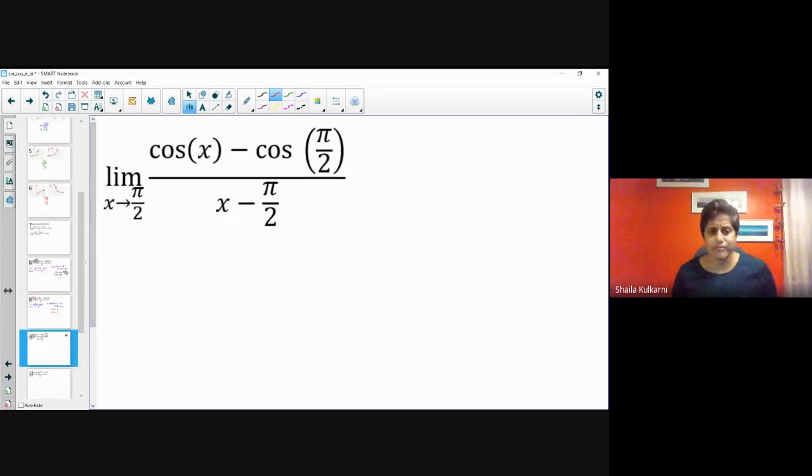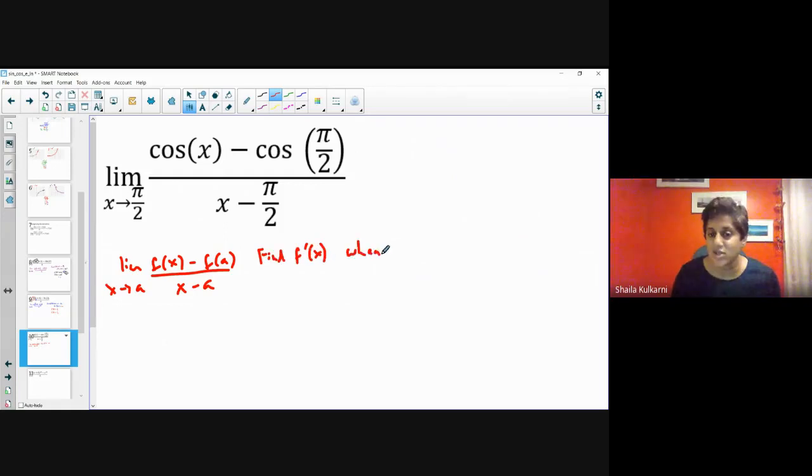All right. There's no h's here. And yet I'm stuck. I don't quite know what I'm supposed to do. Oh, right. There's the alternate method for the derivative. The limit as x approaches a of f of x minus f of a all over x minus a, which also means find f prime x when x equals something and f of x equals something.